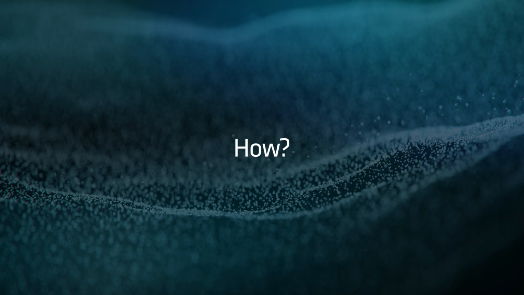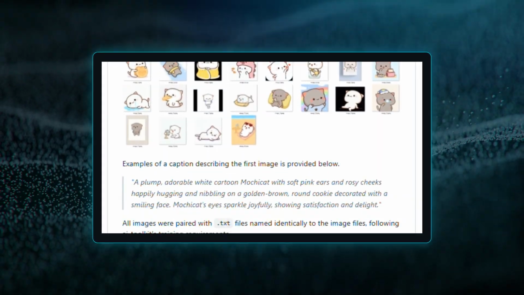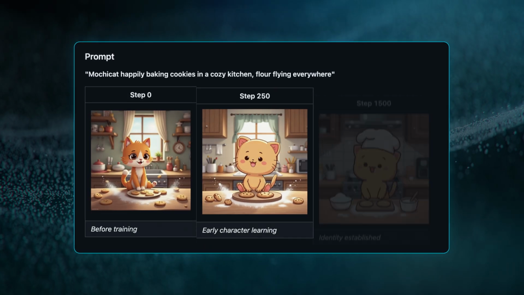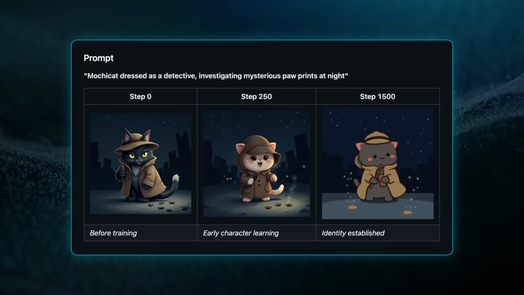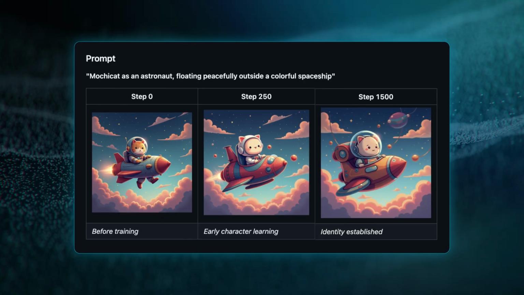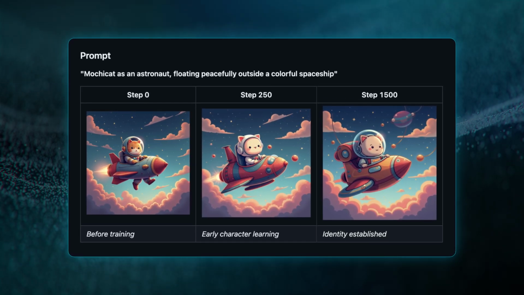Before diving into the how, let's look at two examples. The first is an image generation example of fine-tuning Flux 0.1 on AMD GPUs. This example illustrates how the original model lacked a baseline understanding of the well-known Mochi Cat. Following fine-tuning, the model is now capable of generating images that accurately represent Mochi Cat.